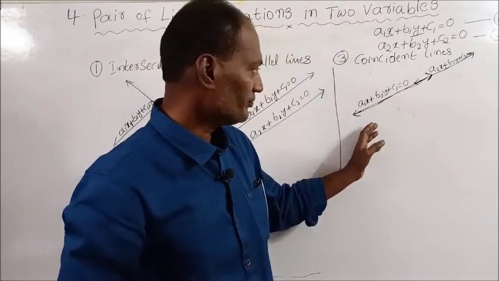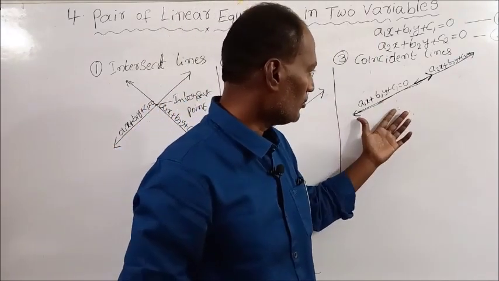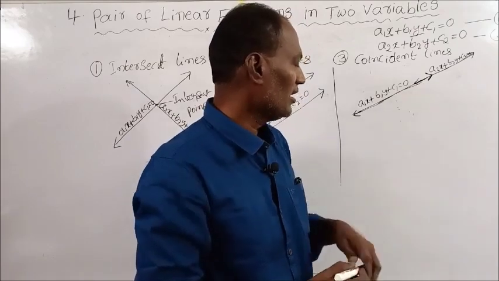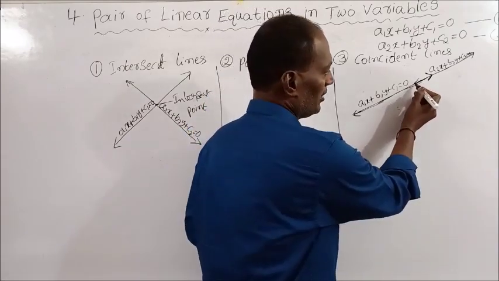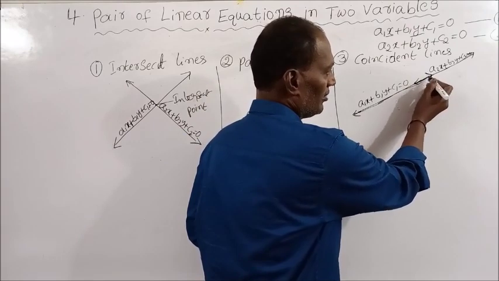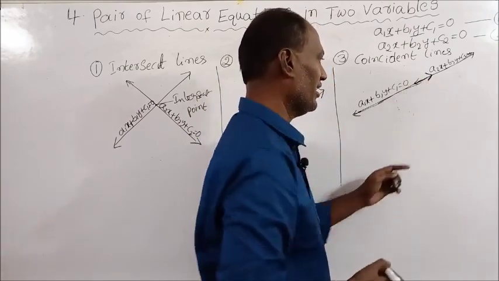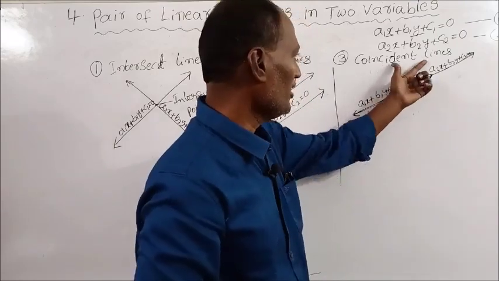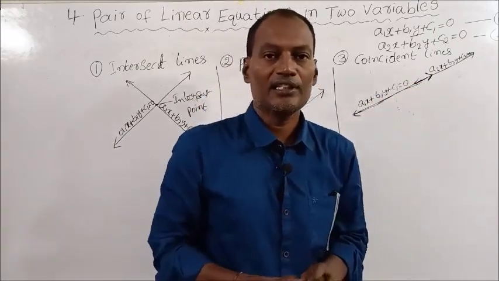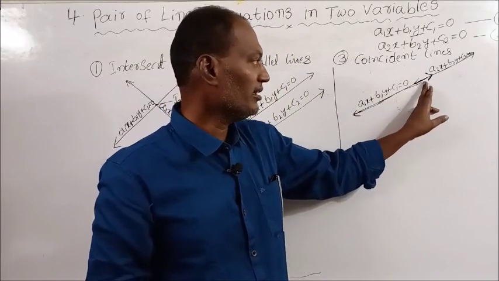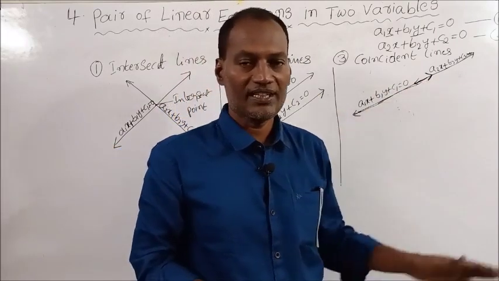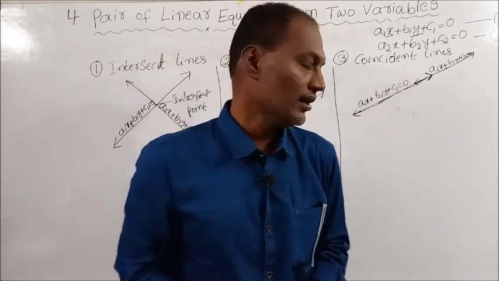Observe these two linear equations: these points are on the same lines, the common points. These are coincident lines. Many points are intersecting here on the same line. This is the coincident lines.